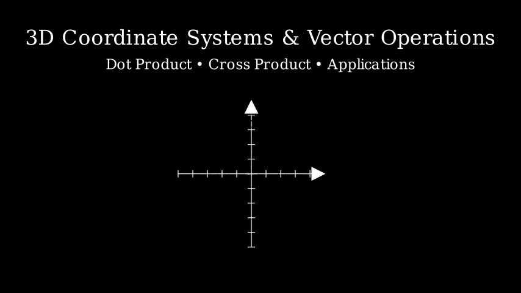In three-dimensional space, we use three perpendicular axes: the x-axis, which typically points to the right, the y-axis, which points upward or forward, and the z-axis, which points out of the page toward us. Together, these three axes form the foundation of our 3D coordinate system. Any point P in this space can be described using three coordinates x, y, and z, and a vector v from the origin to point P is written as the ordered triple of these three coordinates.